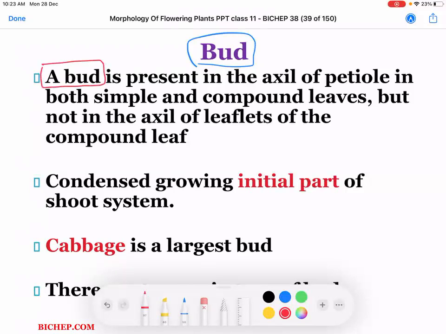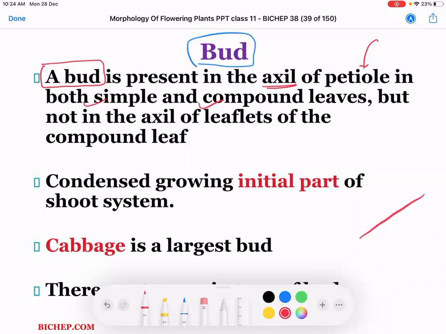So let us discuss something about bud. The bud is present on the axil of the petiole in both simple and compound leaf. Now, what is the meaning of simple and compound leaf? It will be made clear in the next part of this chapter.